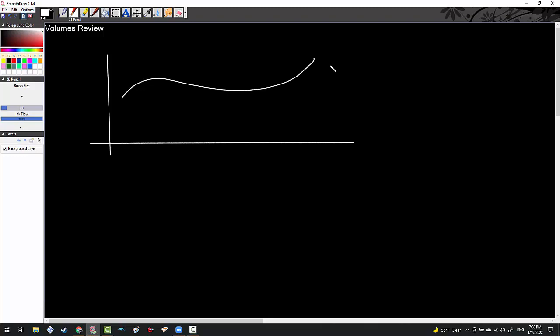And so I want to start off with just a graph of a standard, kind of any function. Well, let's call it y equals f of x. And I'm going to try and rotate this thing about the x-axis on some interval from a to b.